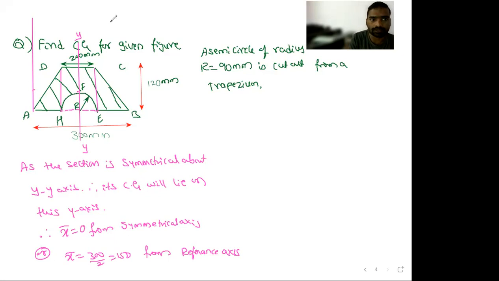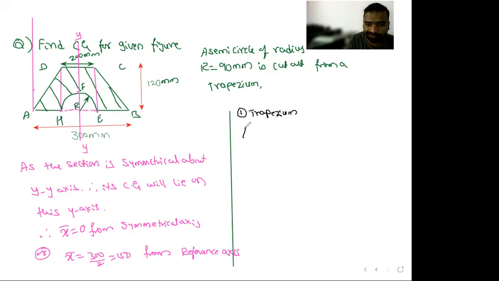Yes, sir. So next, one more. X bar is fixed. Next, what is remaining? Y bar is remaining. So how to solve that Y bar? First, I will take the first section. What is the first section? The entire trapezium.